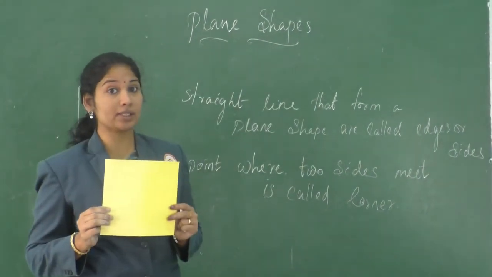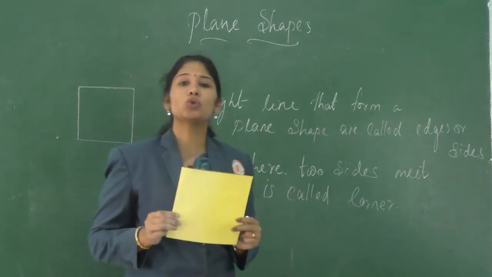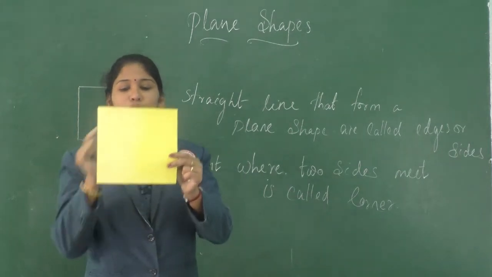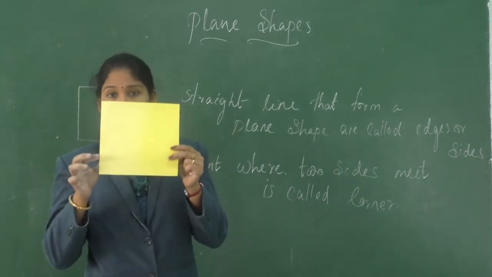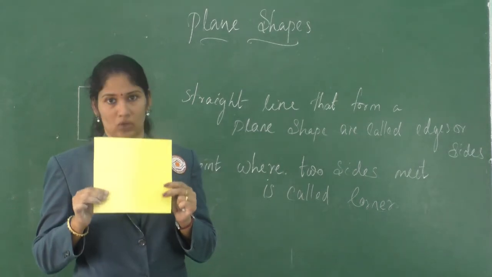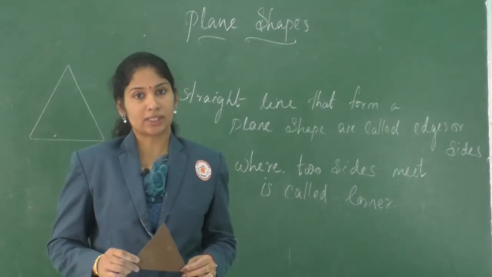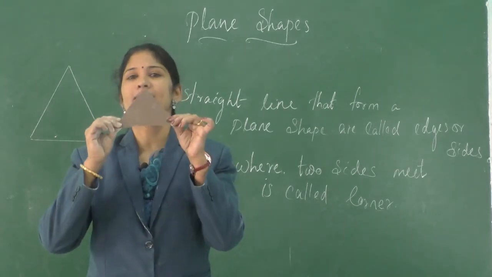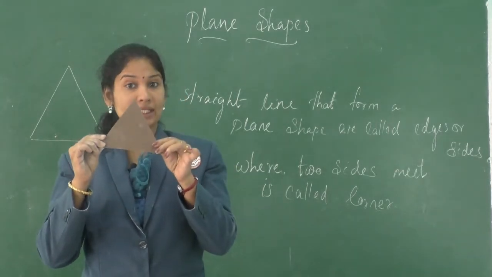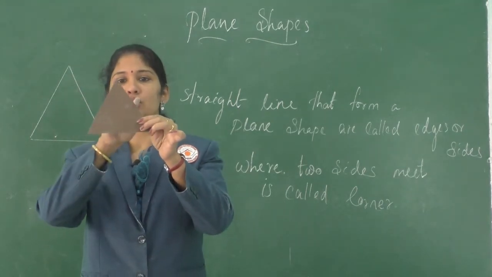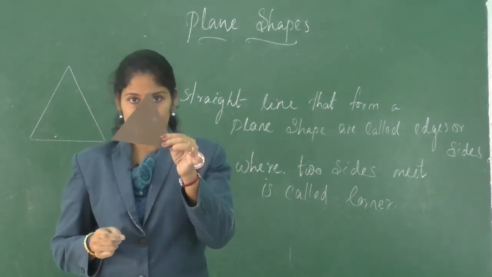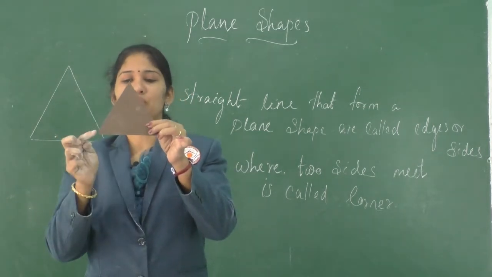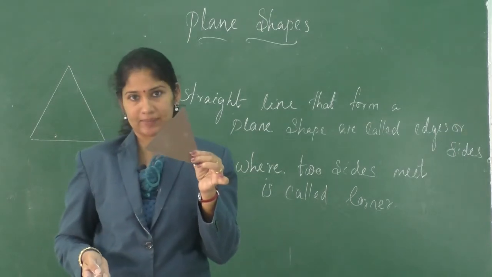And how many corners? What is a corner? 2 lines meeting together is called a corner. Here 1, 2, 3, 4. How many corners? Yes, 4 corners. Children, we'll take another shape. Which shape is this? Yes, it's a triangle. How many edges are there? Yes, 1, 2, 3. So, a triangle has 3 edges, and how many corners? 1, 2, 3. 3 corners.